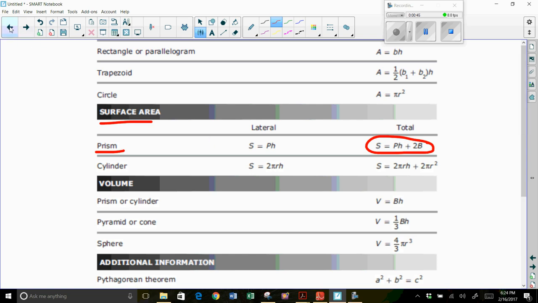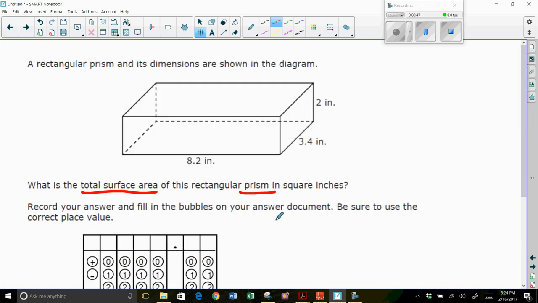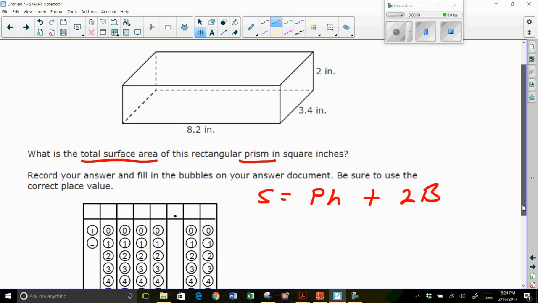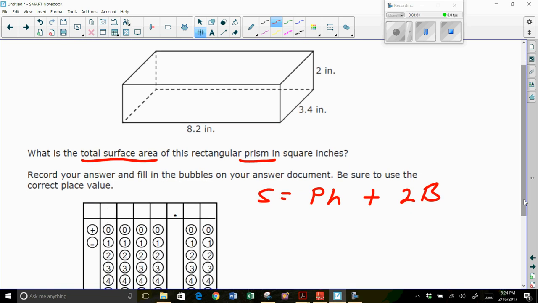So let's go back to our problem. Let's write down our formula. So it says S is equal to capital P times H plus 2 times capital B. What we'll do now is plug all that stuff in. Here, capital P stands for the perimeter of the base. On the perimeter of the base, I'm going to pretend that this is a building, and my perimeter is going to be all the distance I end up walking around.